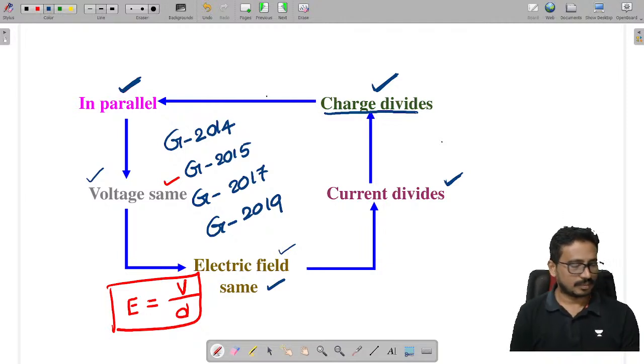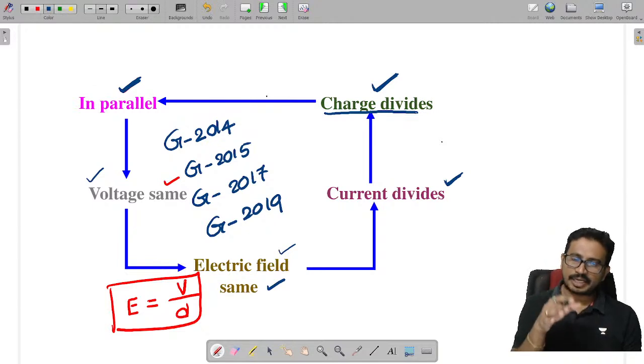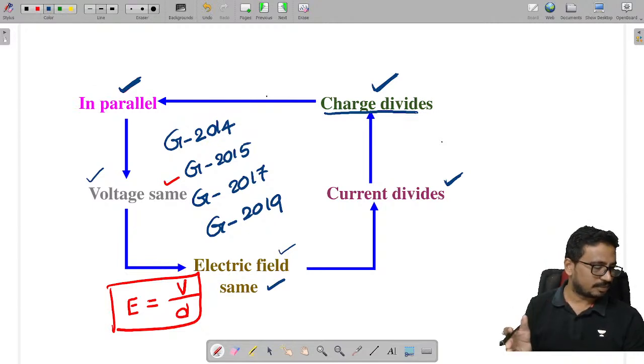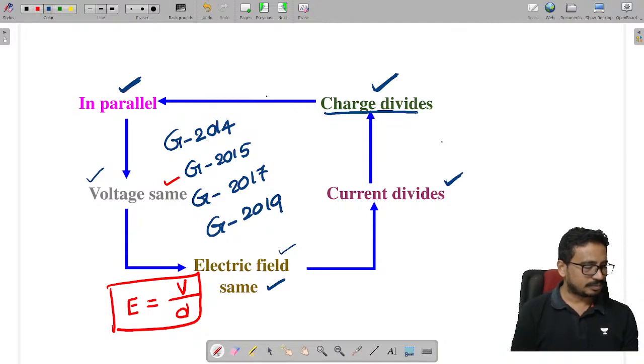Since it is a parallel connection, voltage same, electric field same, current same, and then what here?